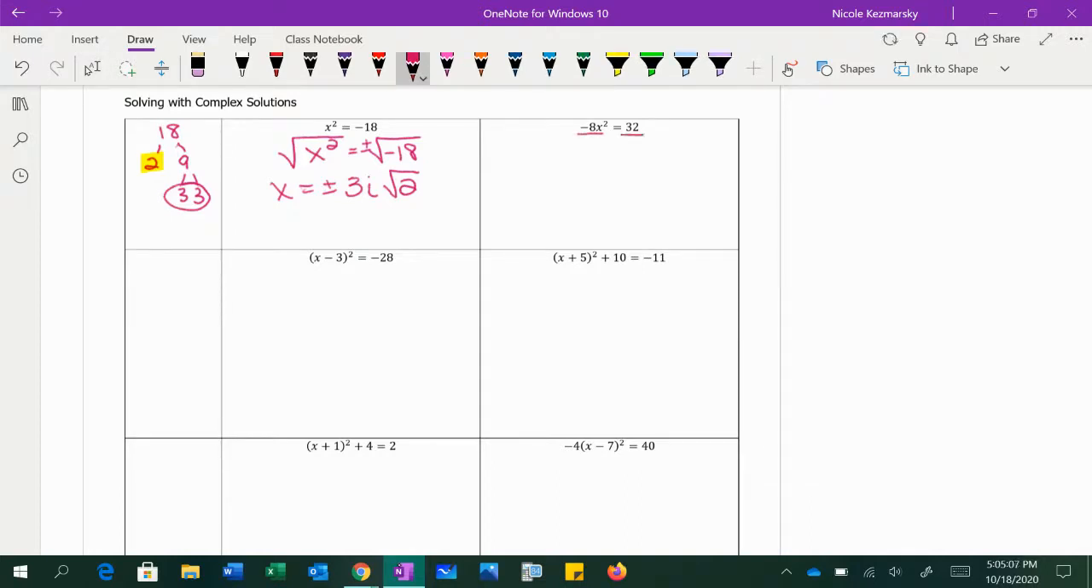So we can do the same thing here. I'm going to divide by negative 8 and get x squared equals, let's see, 32 divided by negative 8 is negative 4. So I'm going to take the square root of x squared equals plus or minus the square root of negative 4. 4 is a perfect square. It's 2, so we're going to have plus or minus 2, and then an i for the negative sign.